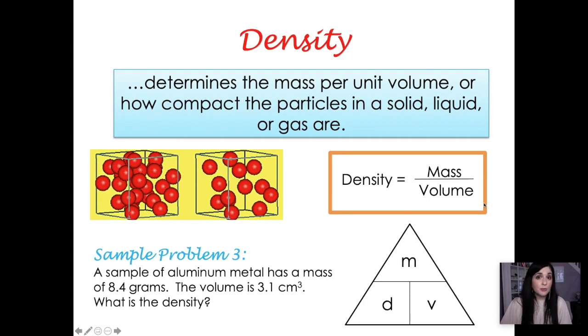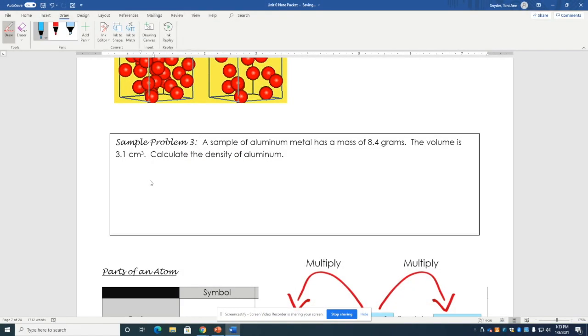Let's go ahead and do sample problem 3. Sample problem 3. A sample of aluminum has a mass of 8.4 grams. Let's write that down.